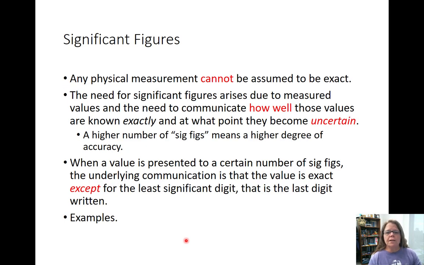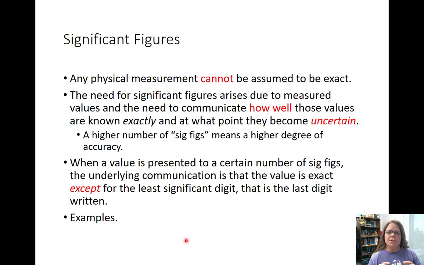Okay, so moving on to significant figures. Anytime you make a physical measurement, you can't make it exactly. At some point, you are making an estimation, okay? Whether you're reading rain on a rain gauge or temperature on a thermometer, at some point you're estimating. So the need for sig figs arises due to these measured values because the sig figs are what you use to communicate how well those values are known exactly and what part is uncertain.